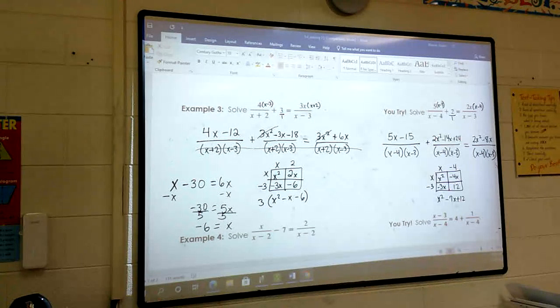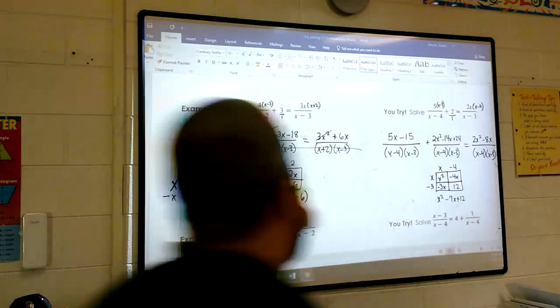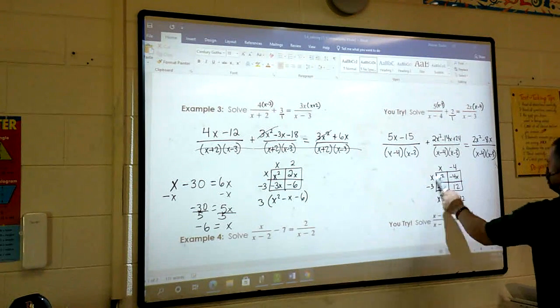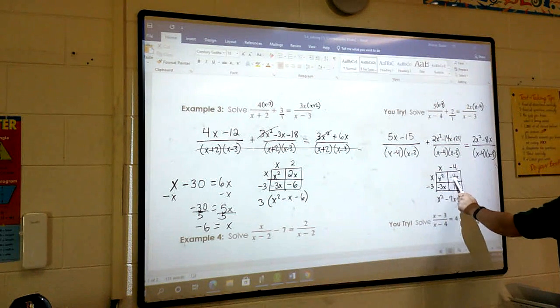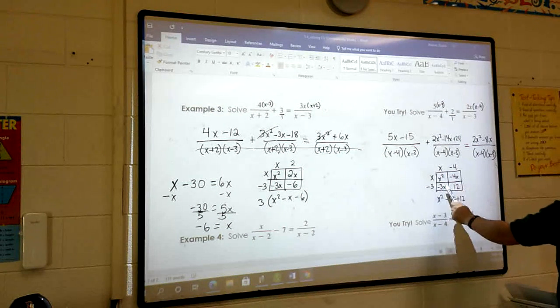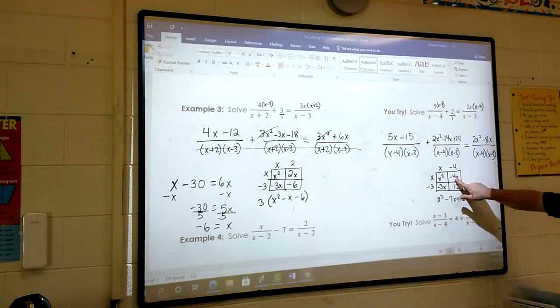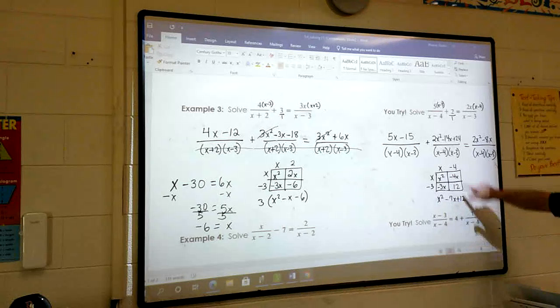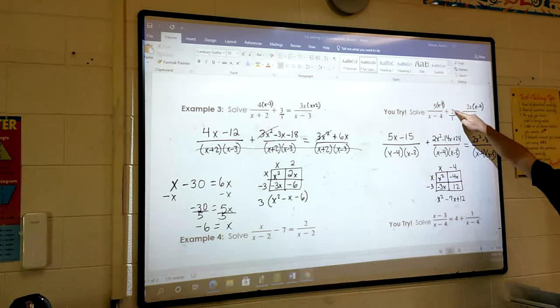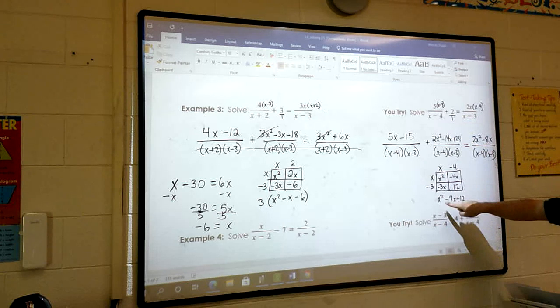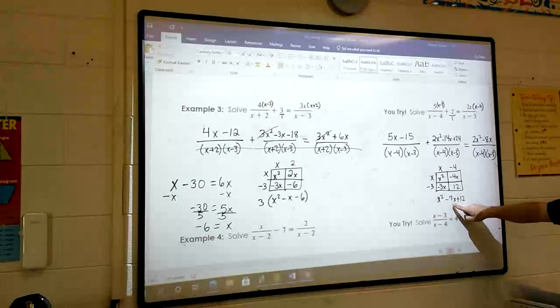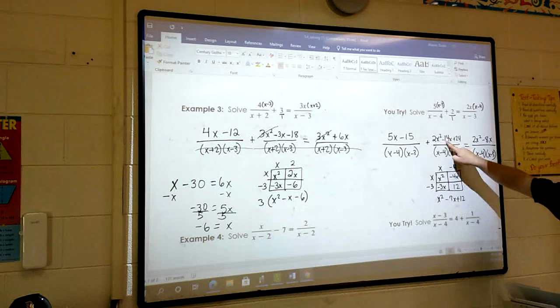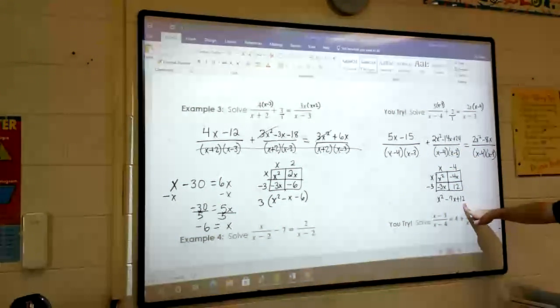What I set up, we did the box method. X times x is x squared. Negative 4 times x is negative 4x. X times negative 3 is negative 3x. And negative 4 times negative 3 is a positive 12. So negative 4x and negative 3x give us negative 7x. So we got x squared minus 7x plus 12 when we multiplied those things. Now, we had a 2 on top, so we got to multiply that answer by 2. So x squared times 2 is 2x squared. Negative 7x times 2 is negative 14x. And 12 times 2 is 24.